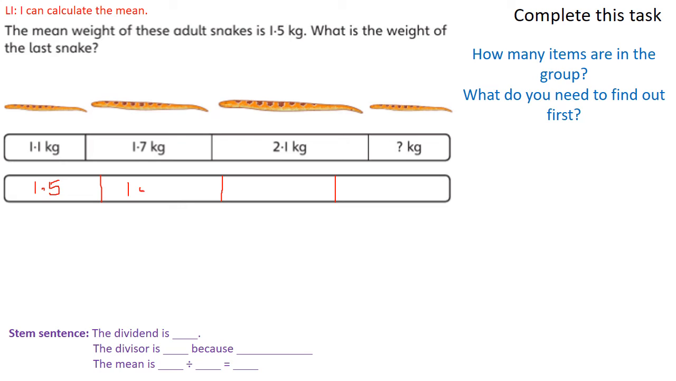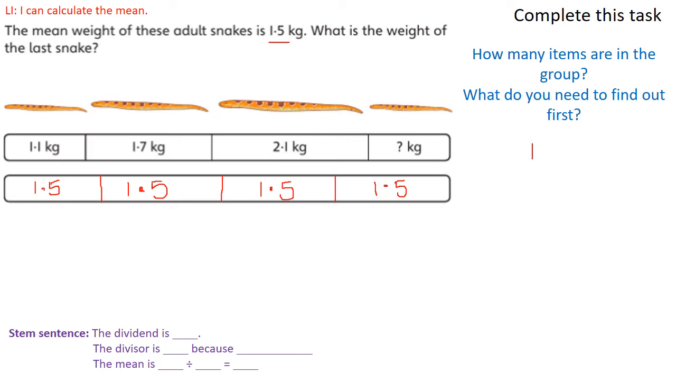Can you remember what to do next? What I'd really like you to do is pause the video and have a go at doing this in the same way. If you get stuck, replay the video as I will go through it with you in a minute. Okay, how did you get on? Well, the mean weight is 1.5 and we know we have 4 snakes. So I've split my bar into 4 sections. Each of them is 1.5 long.